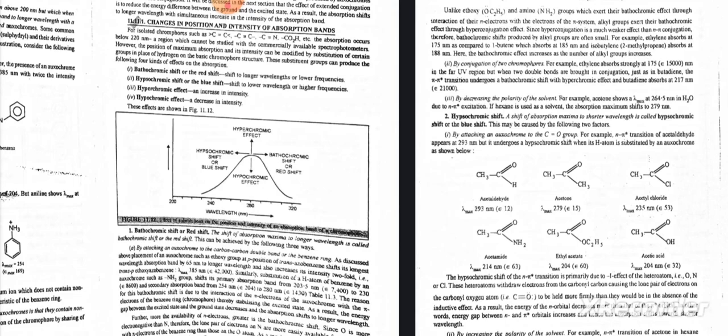Change in position and intensity of absorption band. Bathochromic shift or red shift. The shift of absorption maxima to longer wavelength is called bathochromic shift or the red shift. This can be achieved in the following three ways: by attaching an auxochrome to the carbon-carbon double bond or the benzene ring, as discussed above. Placement of an auxochrome such as an ethoxy group at the para position of trans azobenzene shifts its longest wavelength absorption band by 65 nanometer to longer wavelength and also increases its intensity. An auxochrome such as the NH2 group shifts its primary absorption band from 203.5 nanometer to 234.